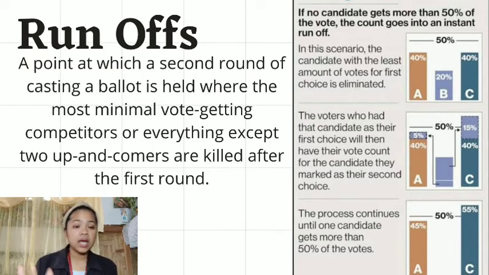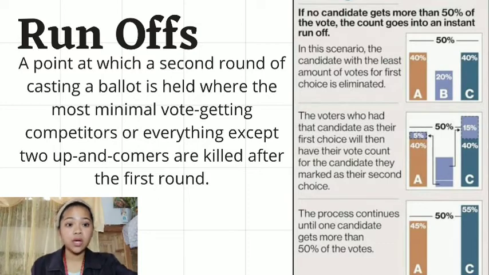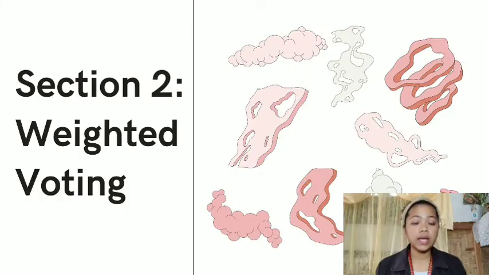So as you can see, candidate C is not. Now candidate A is the lowest spot. So the winner would be candidate C with 55%. That's an example of a runoff. And that was the section 1 method of voting. Now let's go to section 2, the weighted voting.